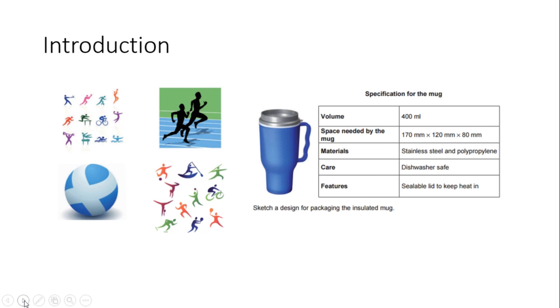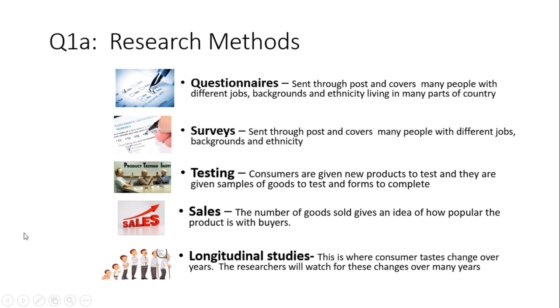So let's move forward now and let's have a look at the first question that you'll be presented with. So the first question which you'll be presented with, which you need to answer, is the different methods that you could use as a designer to find out more about the products that you're designing. So one of the first things you would possibly use would be a questionnaire. A questionnaire would usually come in the form of a multiple choice, where you shade in the answers. Usually it comes in the post, and can cover many different types of people with different jobs, backgrounds, ethnicities, even where you live in the part of a country or part of the world, and so on.